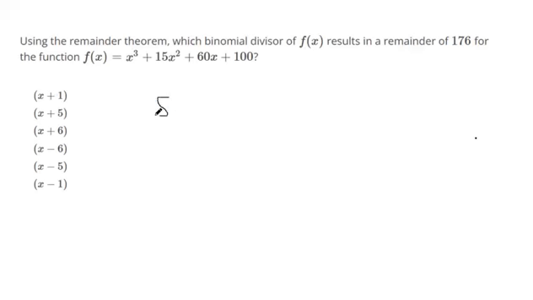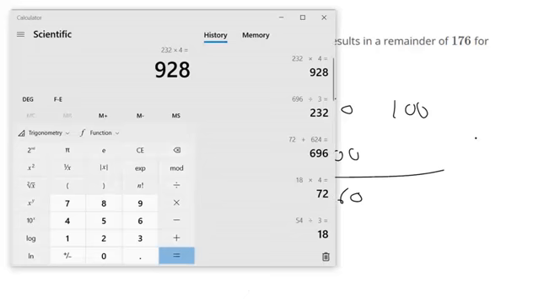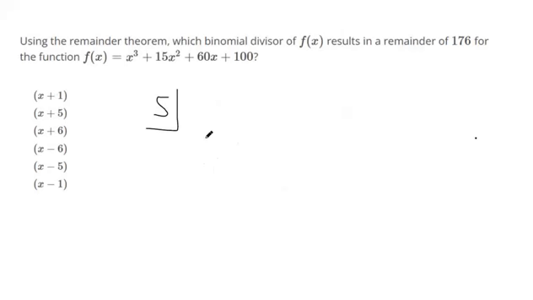Oh, maybe we'll have better luck with x minus 5. We put the root of the divisor here. And then we start doing our synthetic division. 1 times 5 is 5. Add them up. 5 times 20 is 100. Add them up. 5 times 160. We're going to be way too big there, right? We get 900 for a remainder, so that's not it. The last one must be it.